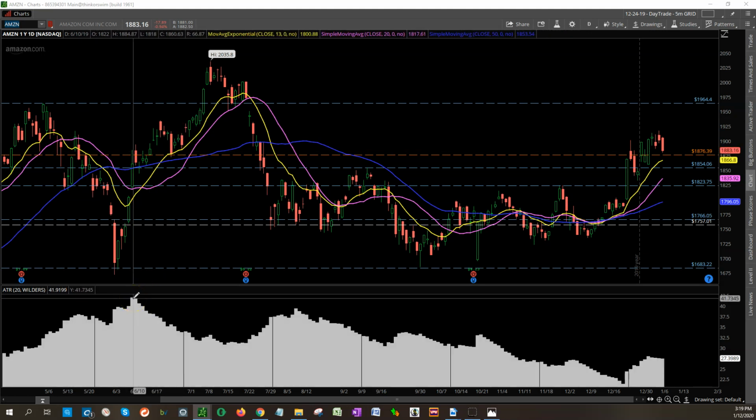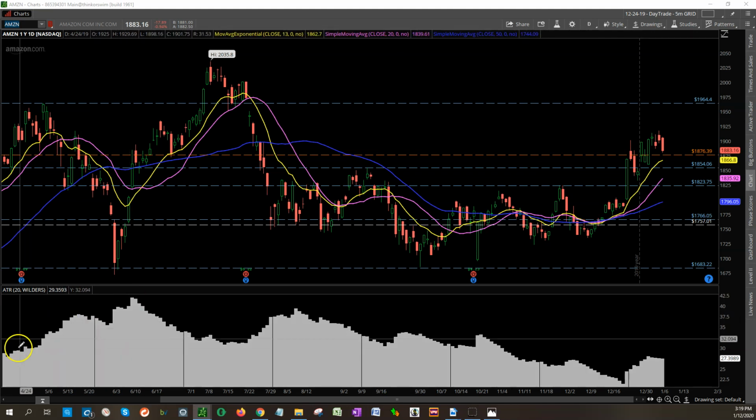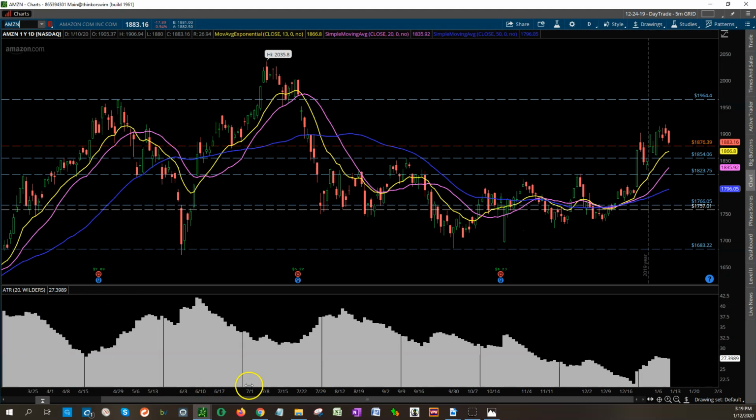The ATR was $41.91, and you can see that right over here. $41.91, 20-day average true range. Why? Because when there's volatility, once again, this is a volatility indicator. When there's volatility in the market, the average true range spikes up. Let's take a look real quick.